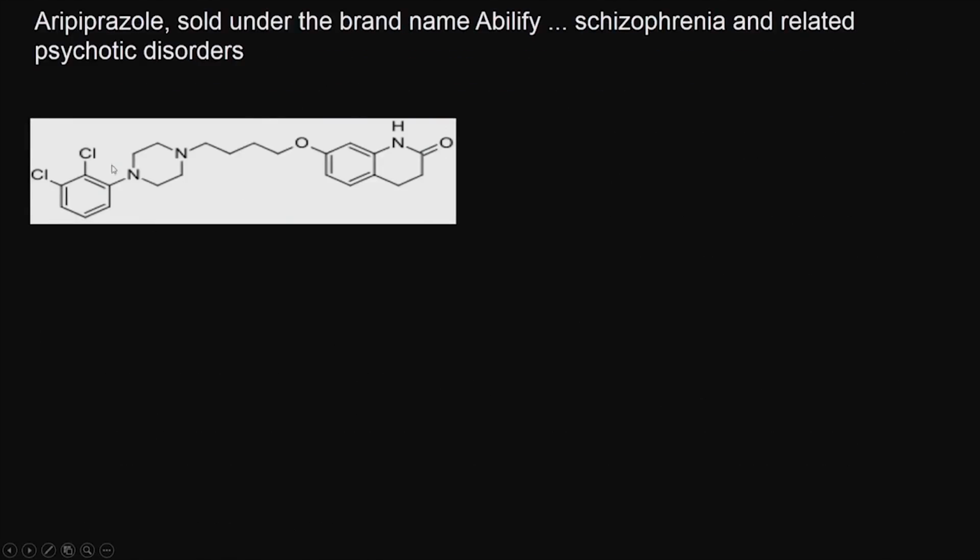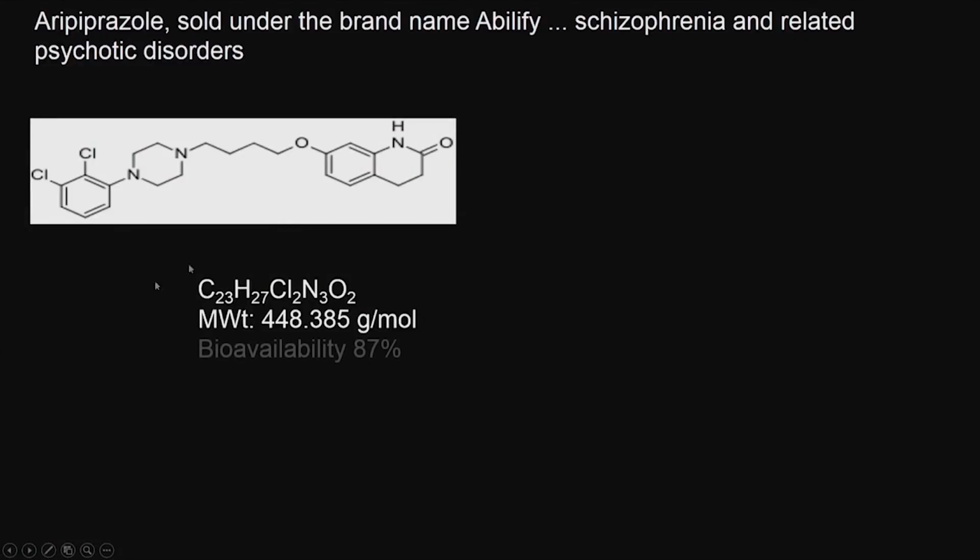Okay. Look at another drug. This is also a small molecule under the brand name Abilify. Okay, this is meant for psychotic disorders. It is called CNS type of disorders, central nervous system related disease. So it has to cross the blood brain barrier.